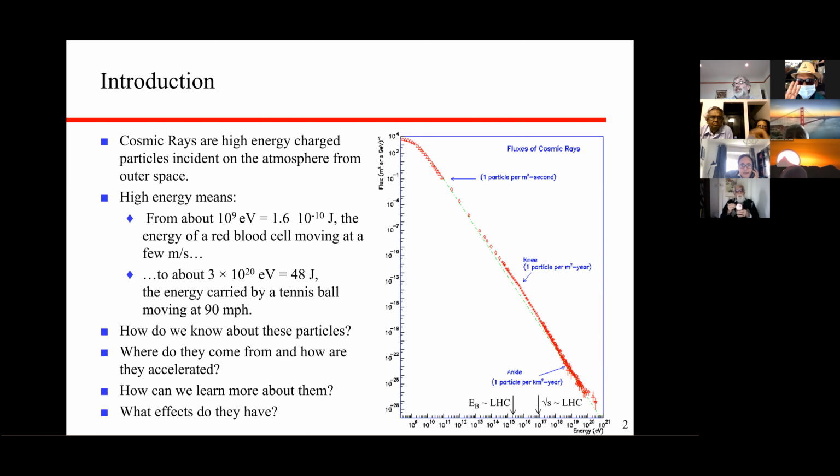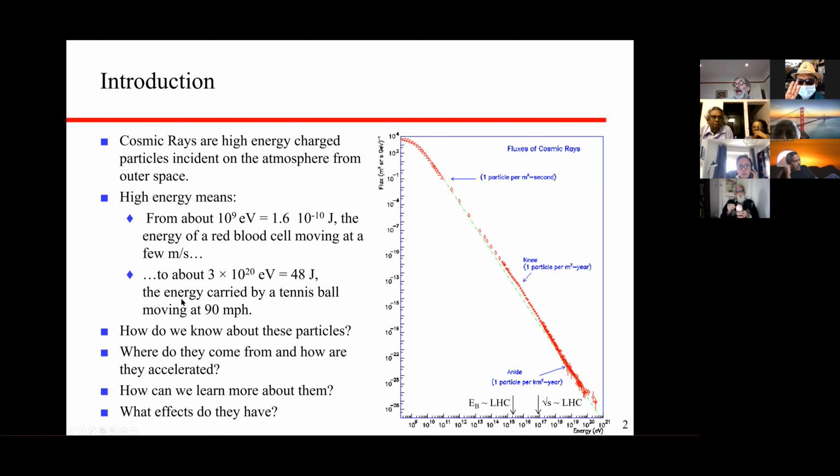So what do those energies actually relate to? Well, a giga electron volt, or 10 to the 9 electron volts, is 1.6 times 10 to the minus 10 joules, for those of you who are familiar with that unit, or it's about the energy of a red blood cell moving at a few meters per second. Okay, so I hope that's sort of familiar to you. Many of you being medics.